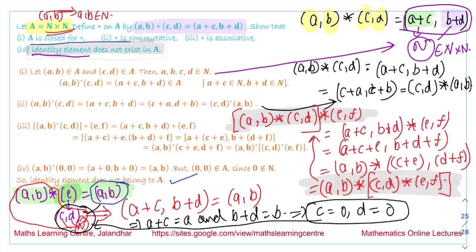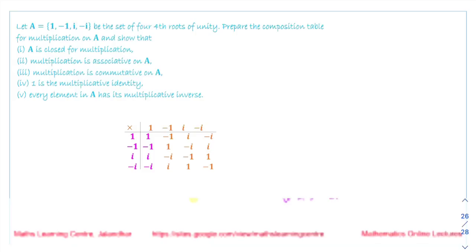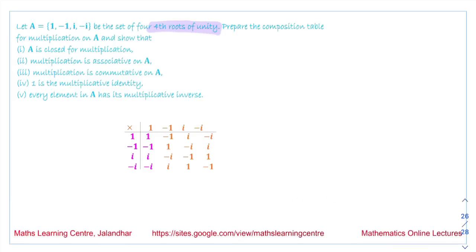So we are saying that the identity element does not exist in A. Now the next question we have: the set of fourth roots of unity is given. So this set is -1, 1, iota and minus iota, and the operation given to us is the multiplication operation. We have to prepare the composition table.